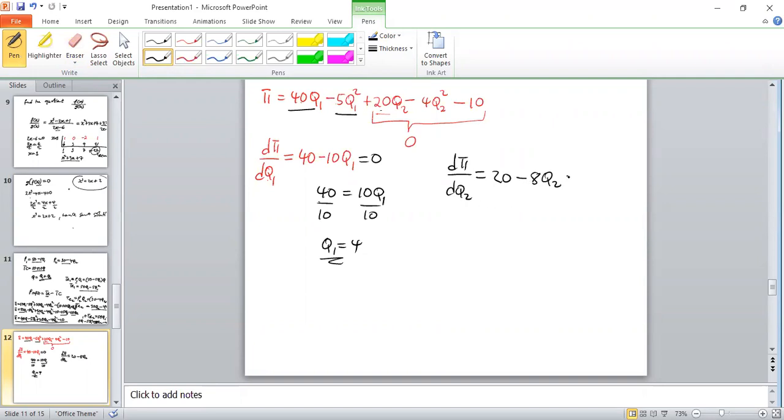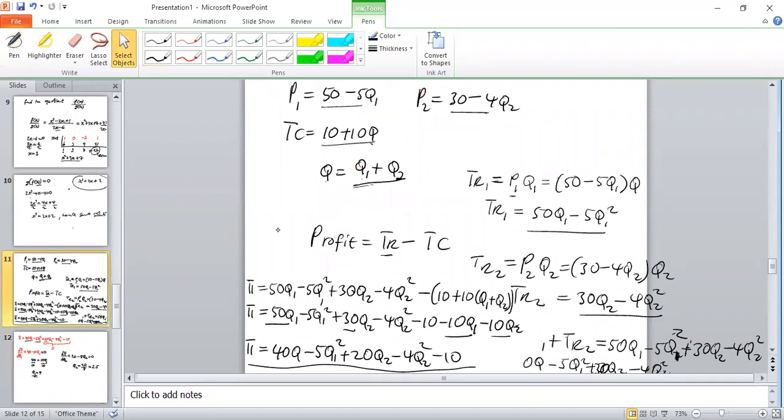Okay, so we equate to 0. So Q2 is equal to 20 over 8. What is 20 divided by 8? 2.5. Yes. We are not interested in this, but we are interested in P.